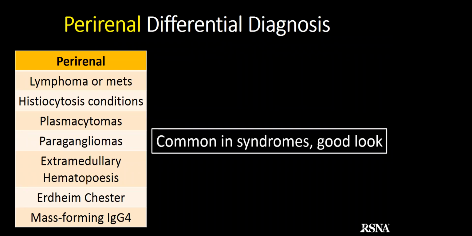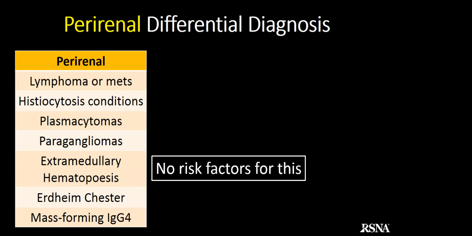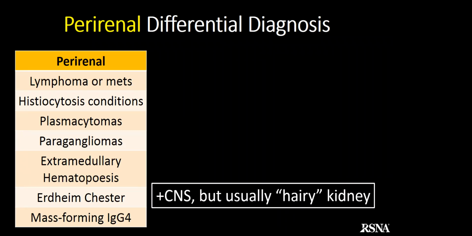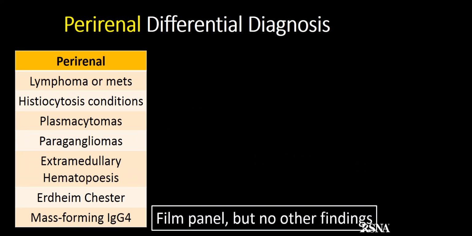Paragangliomas are common in syndromes. It's a good look for them, but I couldn't figure out what the link would be there. And then extramedullary hematopoiesis, there's no real risk factors for that. Erdheim-Chester usually has that hairy kidney. And then, you know, IgG4 is in every film panel, but I couldn't see any other findings of that.